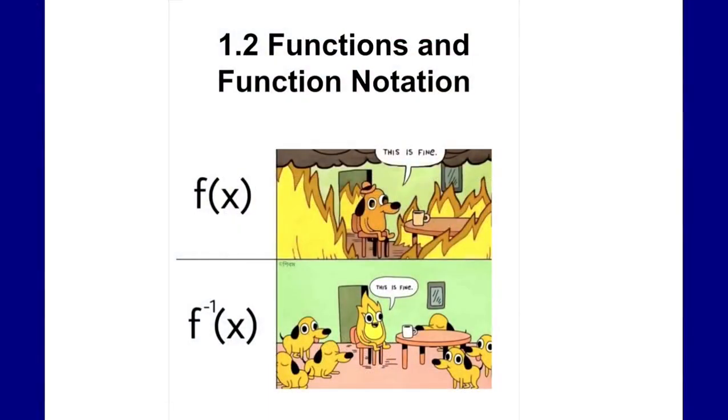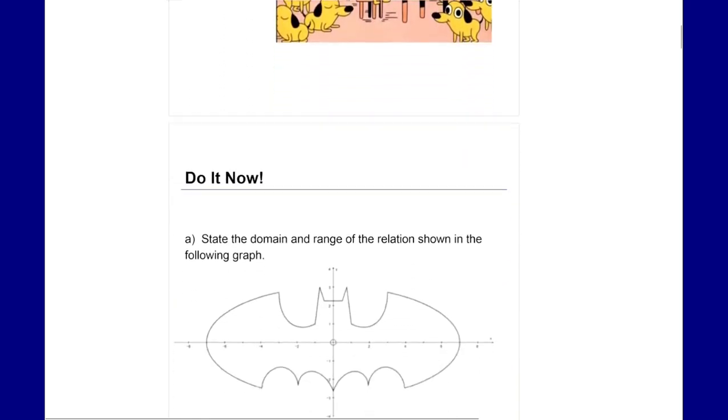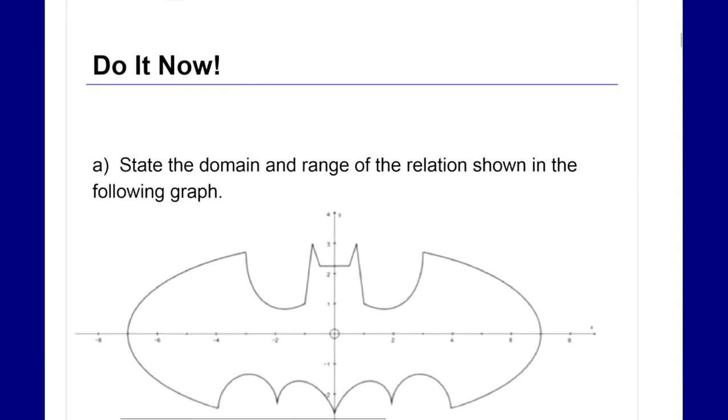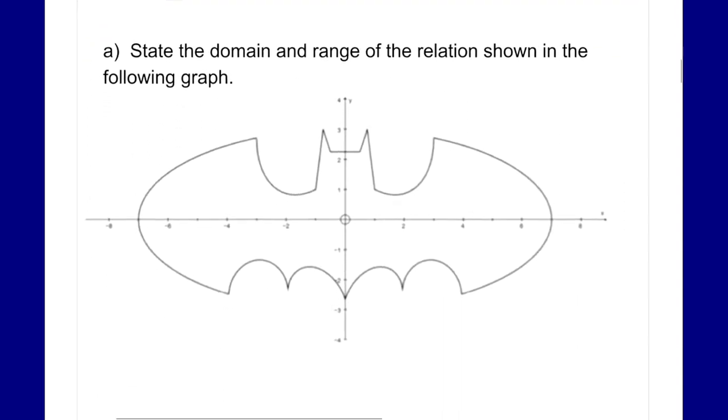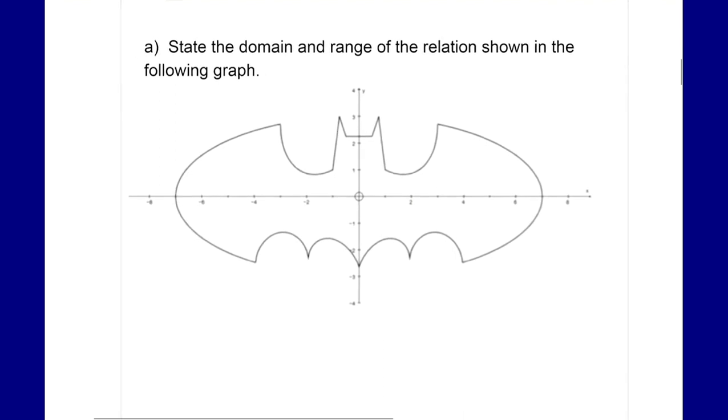In today's lesson, we are going to be looking at functions and function notation. So just a little bit of a review. We want to state the domain and range of the relation shown in the following graph. So here we have what's called the Batman equation. There is an actual equation. It is quite long and tedious, but if you enter it into Desmos, it does give you the Batman symbol. But we want to state the domain and the range for this.